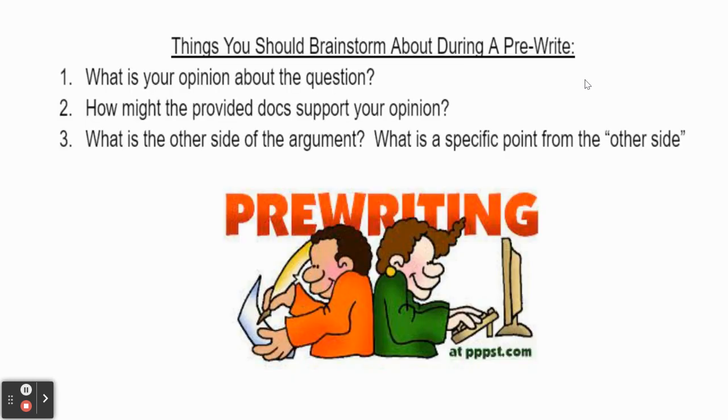You definitely need to brainstorm a little bit before you start writing. What's your opinion about the question? Some people will write it based on what their true opinion is. Others will just write it based on what the easiest route to take is, right? It's easier to write about one side or the other. Nobody's hooking you up to a lie detector to determine whether this is actually how you would answer the question in real life. How might the provided documents support your opinion? And then the other thing you need to think about is what's the other side of the argument, right? You need to identify what people that disagree with you would sort of think about.